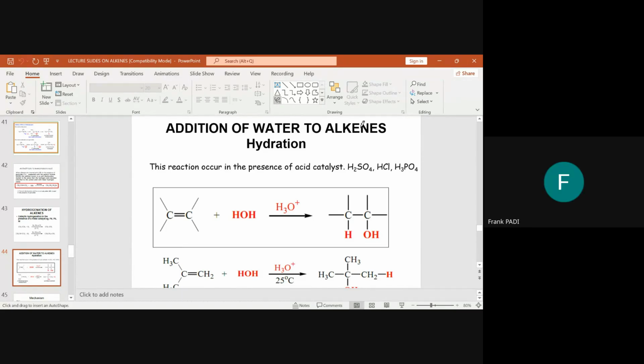They can only do that in the presence of a catalyst, which is an acid catalyst. They can only do that in the presence of an acid. Good. So my other question is, why can't water react with an alkene? Because water is polar. Alkene is non-polar.